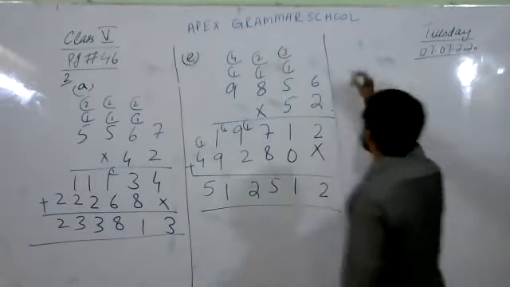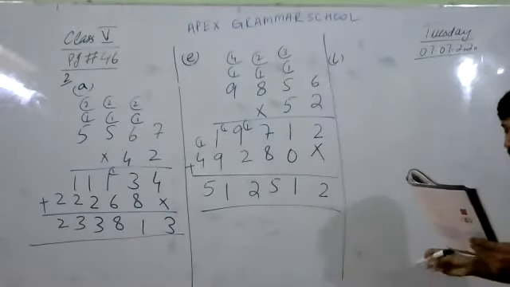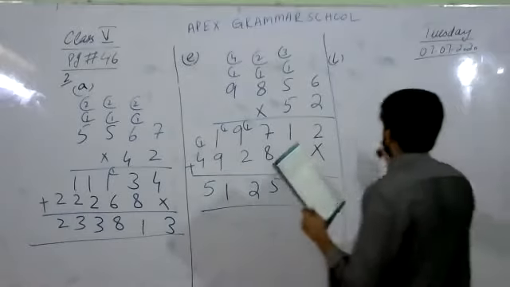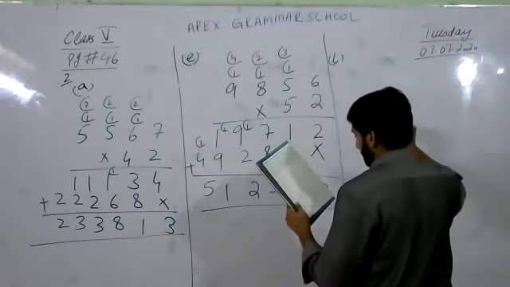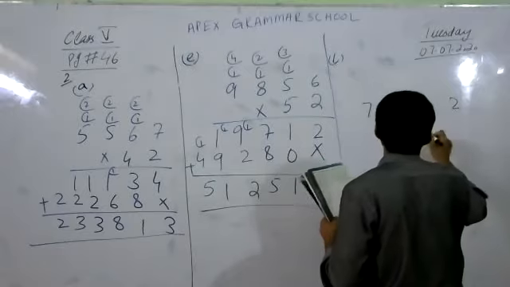Next is I part. This is the last part I'm going to solve for you. The remaining parts you have to do by yourself. 7512 multiplied by 66.